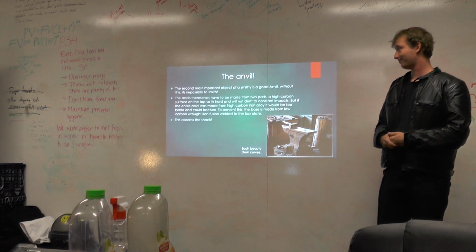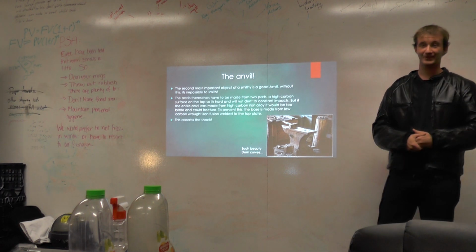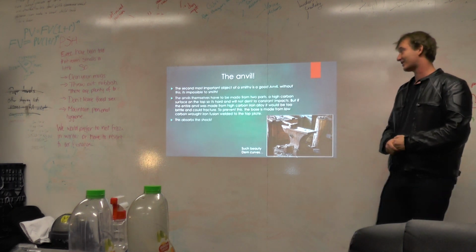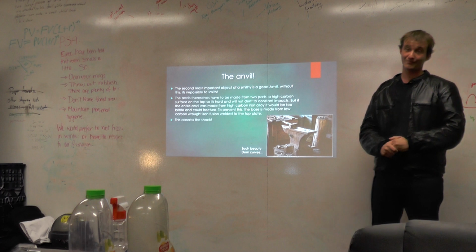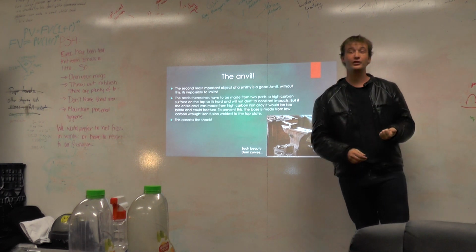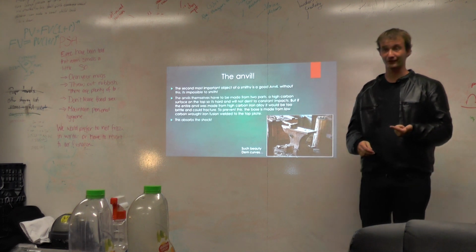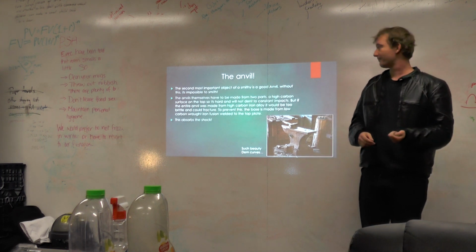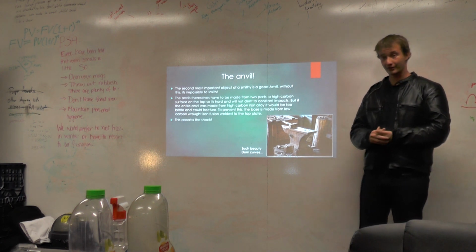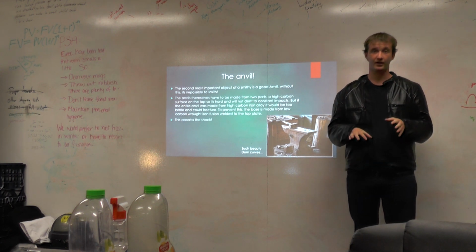Okay, the anvil. Such a beauty. Them curves, it's amazing. It's the second most important thing of a smithy. Once you have the forge, you have to have something to hit the metal on to forge. But there are aspects of what makes a good anvil.